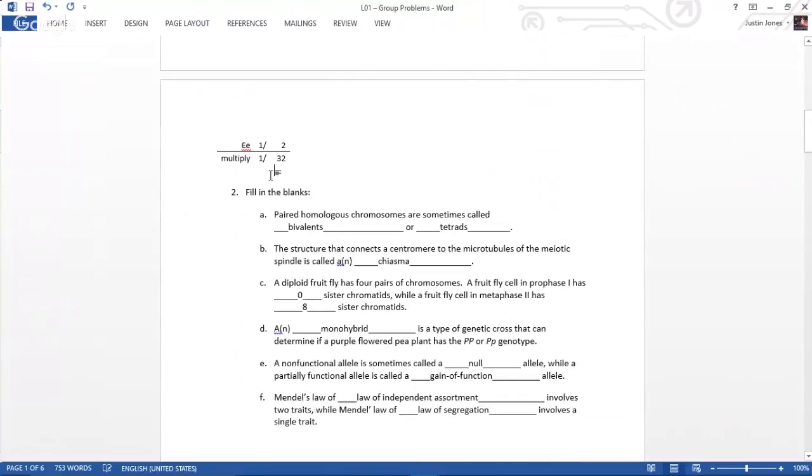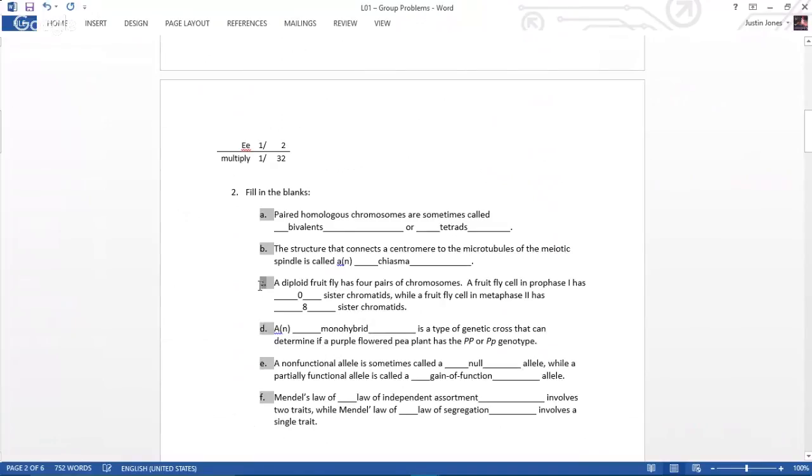Come down to here. Fill in the blanks. Paired homologous chromosomes are bivalents or tetrads. I got that from the reading. The crossing over is at the chiasma.